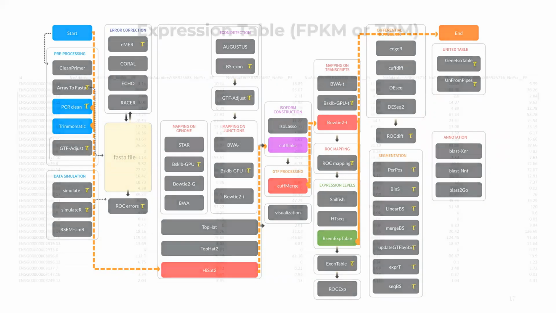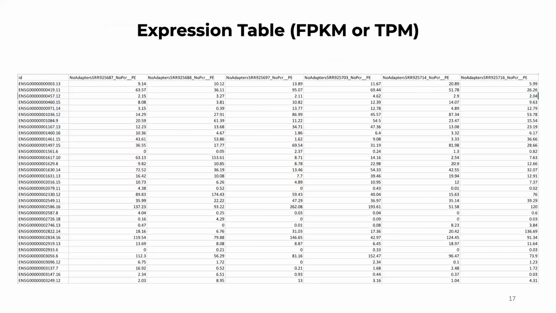At the end of this pipeline, we get a table of expression that looks something like this. For example, here in this output, you can see genes for the human genome. ENSG is an Ensembl ID of the human genome. You see that it is actually different transcripts of that gene. .13 means this is a transcript of this gene. And then here you can also see in the column names that this is already cleaned using Trimmomatic. For example, no adapters, no PCR. And you can see that this was produced using paired end reads.